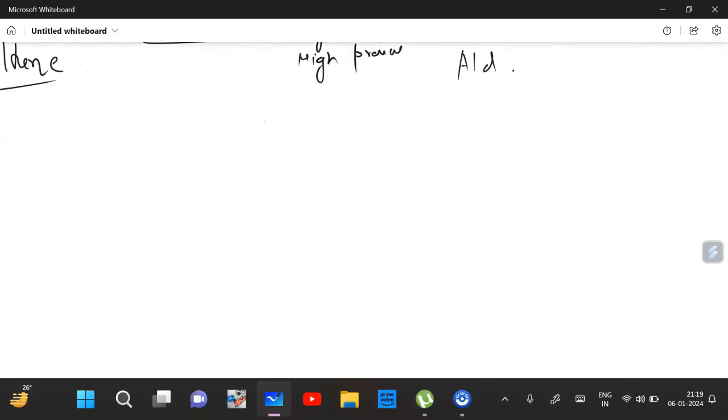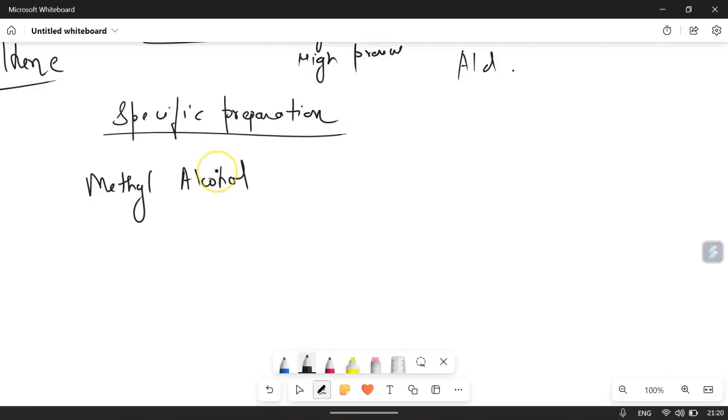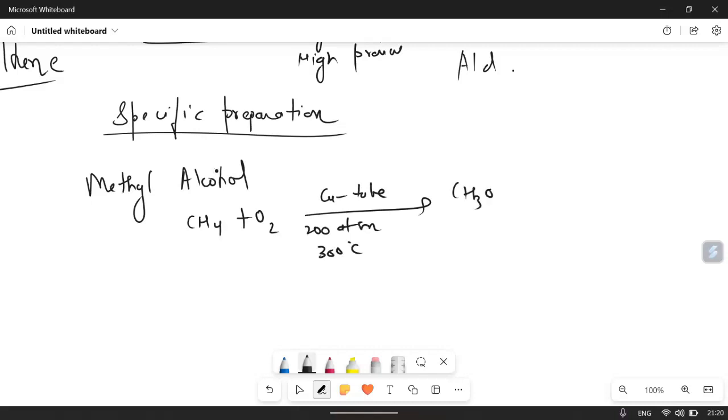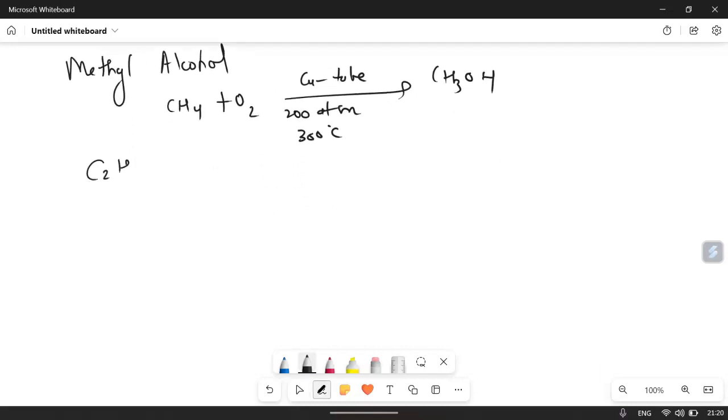Some reactions are also there, like specific preparations you can write down. Specific preparation, for example, methyl alcohol. Methyl alcohol: CH4 plus O2 at Cu tube, 200 atm pressure, 300 degrees Celsius, it will give methyl alcohol. Or the other is preparation of ethyl alcohol, C2H5OH, from sugar.